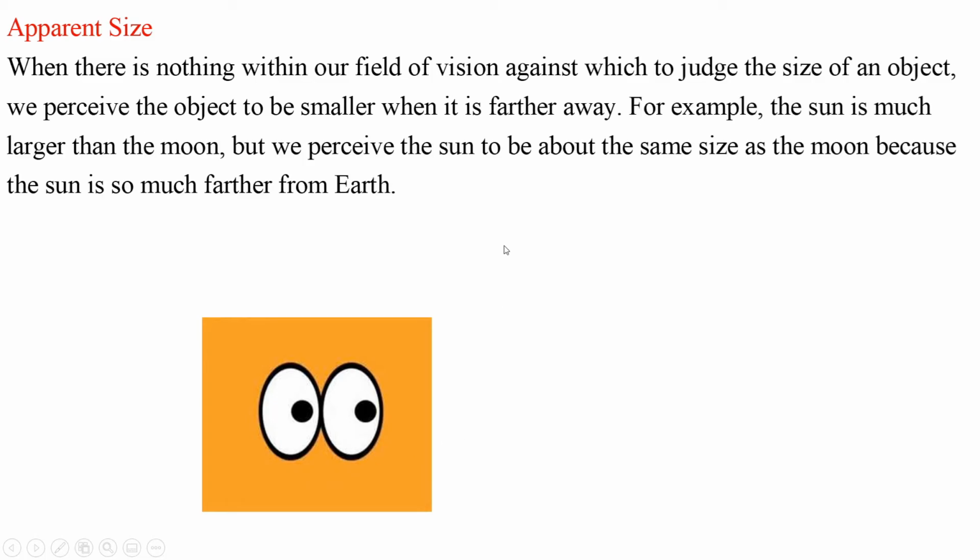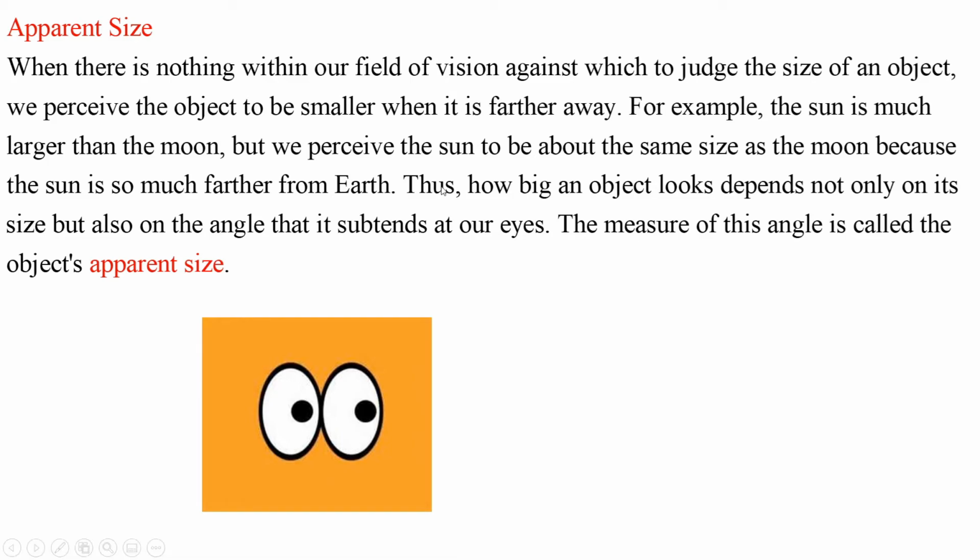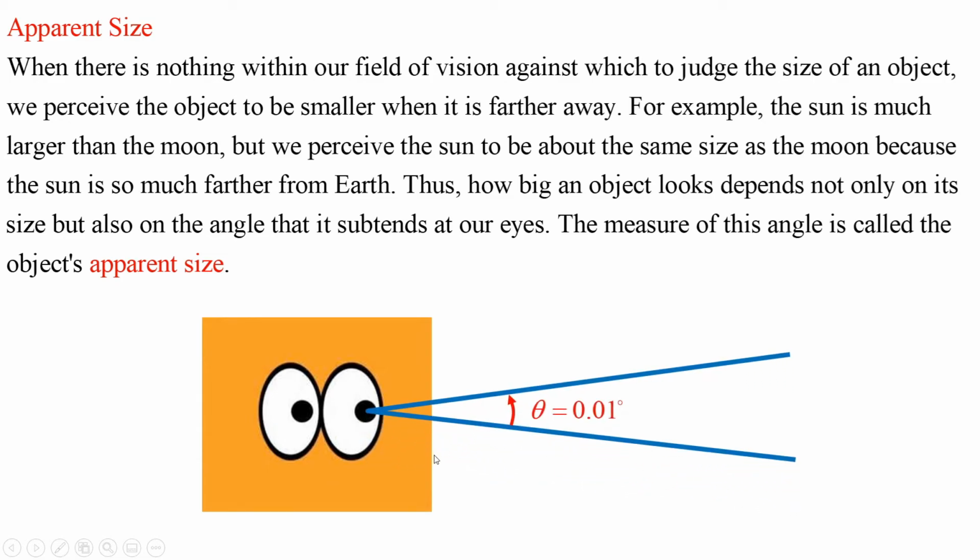Okay, now watch. For example, the sun is much larger than the moon, but we perceive the sun to be about the same size as the moon because the sun is so much farther from Earth. All right? Thus, how big an object looks depends not only on its size, but also on the angle that it subtends at our eyes. The measure of this angle is called the object's apparent size. So that's an example of the apparent size of something like the sun or the moon, something that's really far away. All right, the angle that it subtends with our eyes is something as small as 0.01 degrees.